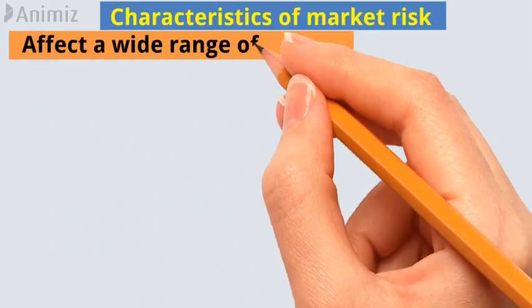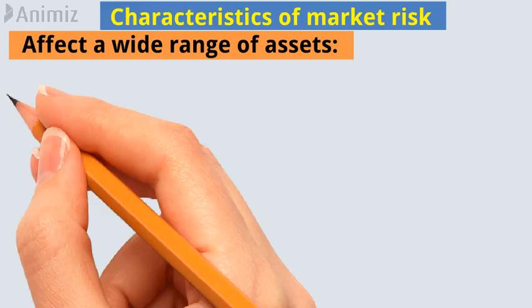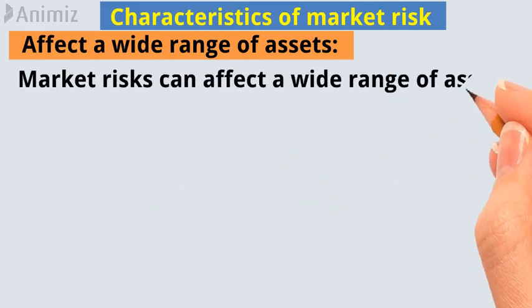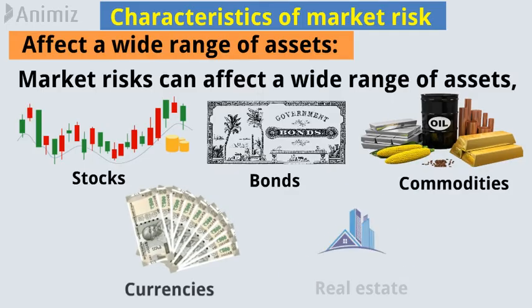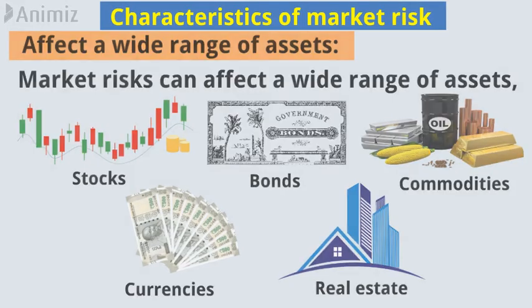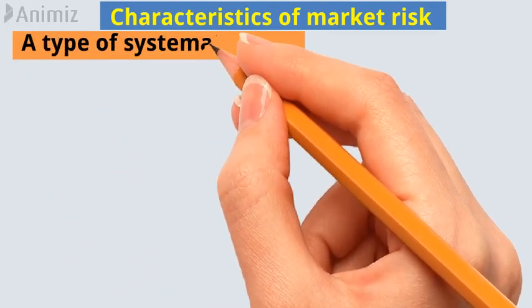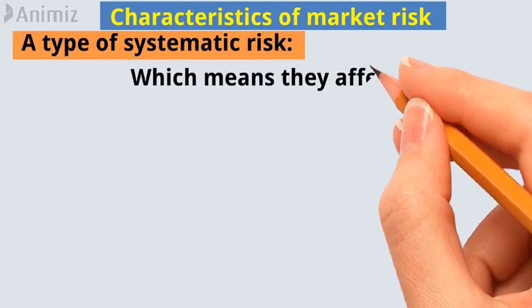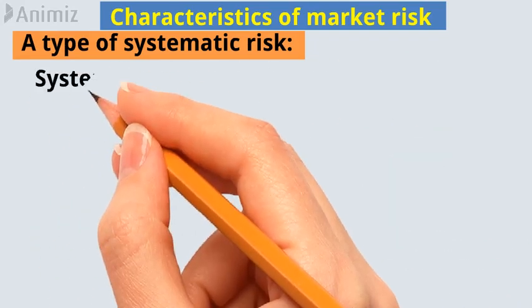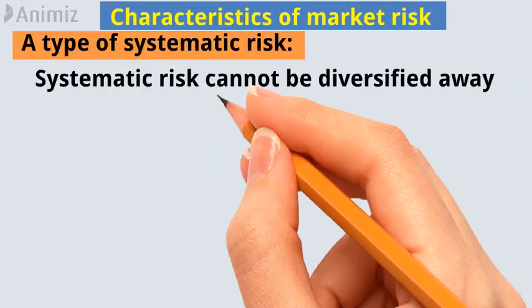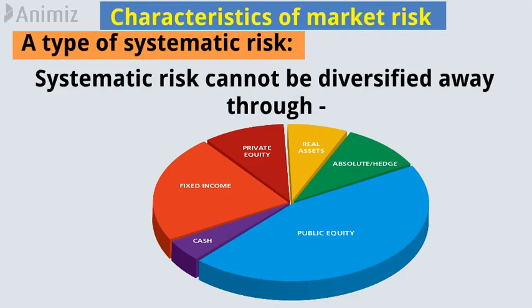Market risks affect a wide range of assets. Market risks can affect a wide range of assets, including stocks, bonds, commodities, currencies, and real estate. Market risks are a type of systematic risk, which means they affect the entire market or a particular segment of the market. Systematic risk cannot be diversified away through asset distribution.